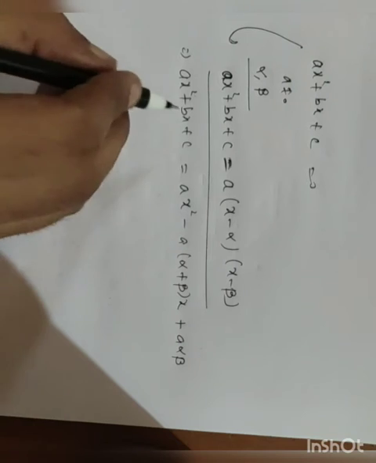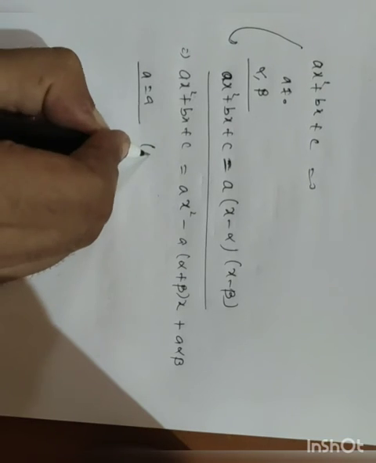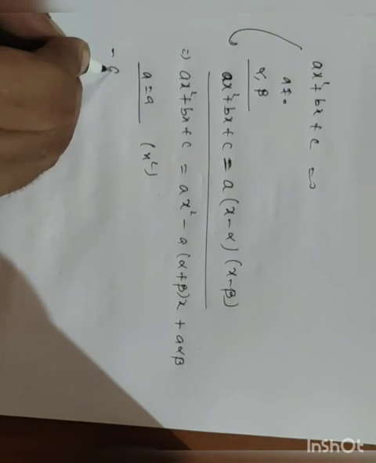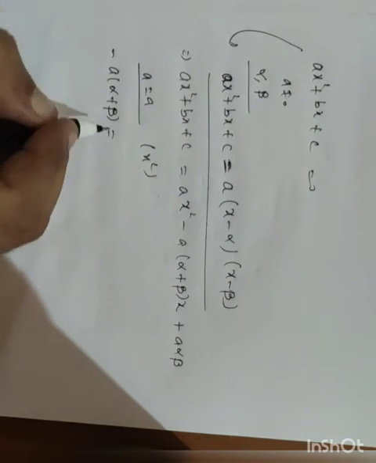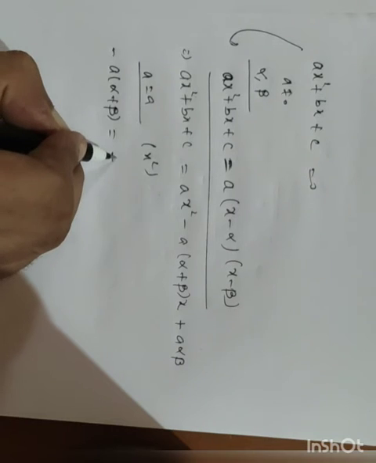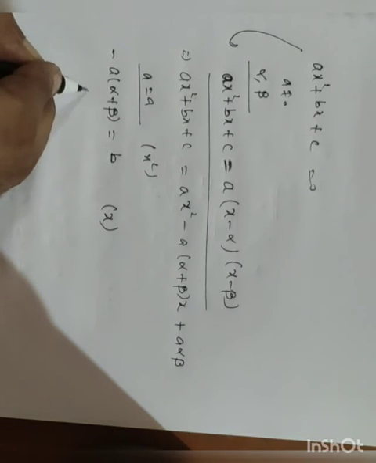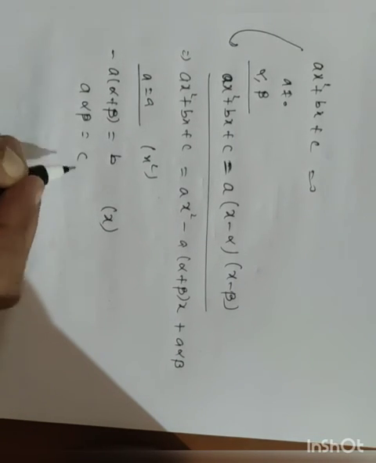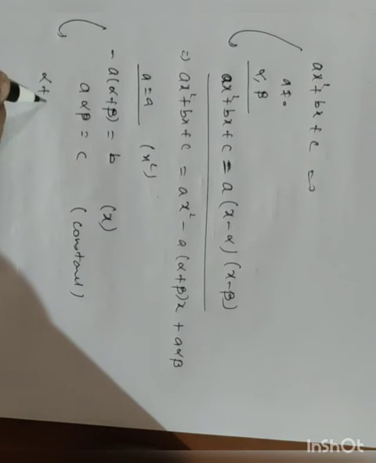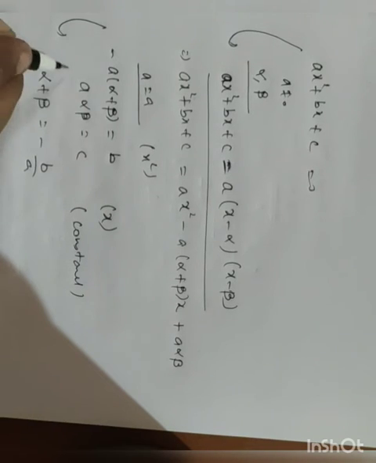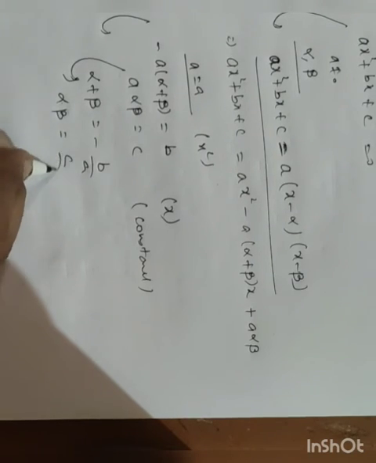Now comparing the RHS and LHS, we get a equals a by comparing x². Minus a times (alpha plus beta) is equal to b by comparing the coefficient of x, and a times alpha beta is equal to c by comparing the constant term. From this we can say that alpha plus beta is equal to minus b by a, and alpha beta is equal to c by a.